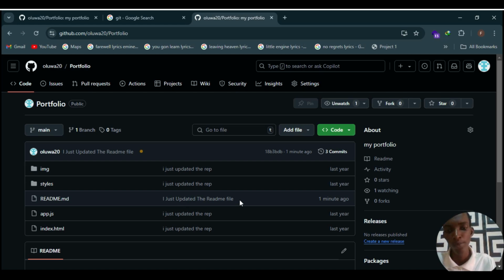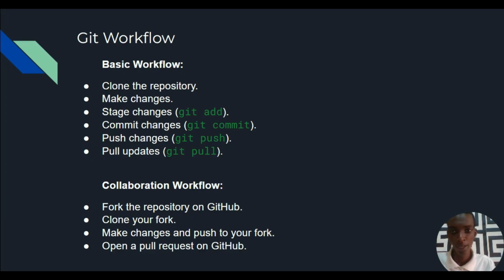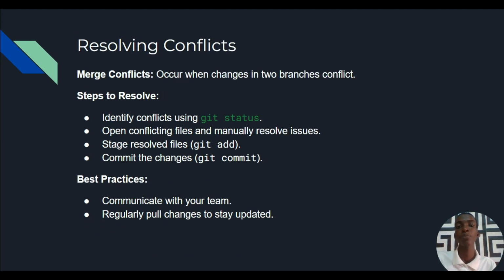Now for the next part, I talk about the collaboration workflow. The first thing is to fork the repository on GitHub, then clone the fork, then make changes and push to your fork, then open a pull request on GitHub. Now to resolve conflicts, remember I said that when you merge, sometimes conflicts occur. Merge conflicts occur when changes in two branches conflict.